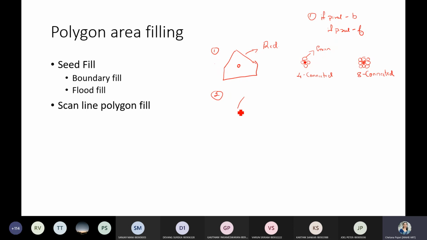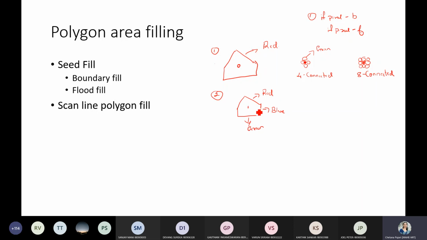In the flood fill algorithm, I'll consider the same diagram. Here it may have different colors. Let's say this is red, blue, green, like that. There is no restriction that your entire boundary should be of the same color. Your boundary can be of different colors in this case. Then it is going to fill the entire region, whatever region you have inside.